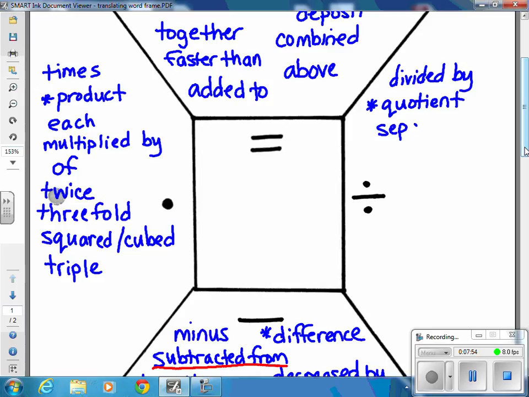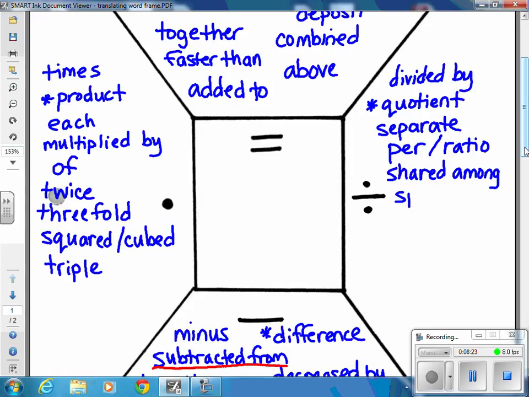Separate. When you separate something, you are dividing it up into smaller groups. Okay? The word per. If you're saying you're going 25 miles per hour, that is a ratio, and ratios are division problems. So we can actually put the word per and ratio kind of in the same setting there. Okay. Shared among. If you take a bag of candy and you share it among your friends, you're dividing it up among your friends.